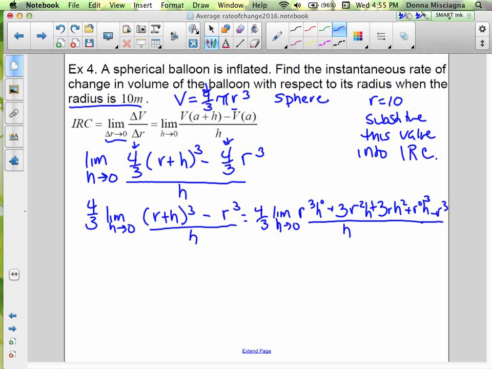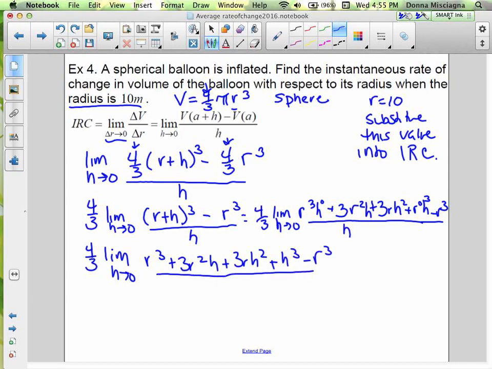Minus r cubed. Now you don't have to write an h to the 0. That was just in case you didn't remember how the coefficients went and how the exponents went. So I'm going to simplify that. 4/3, the limit as h goes to 0, of r cubed plus 3r squared h plus 3rh squared plus h cubed minus r cubed, all over h.